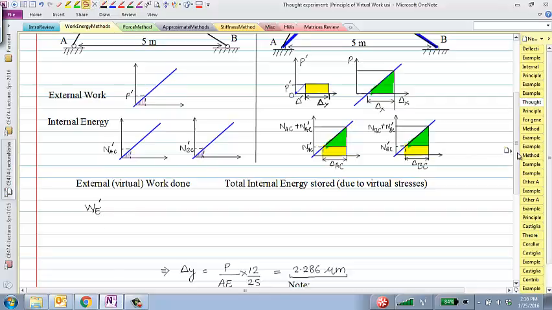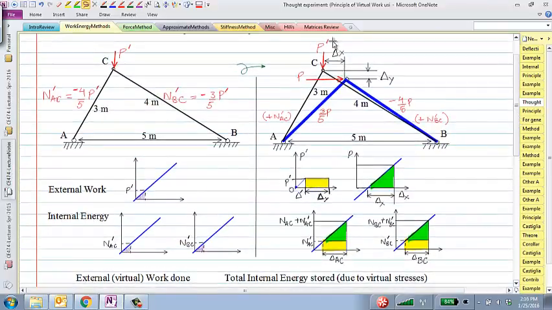So the work done by this P prime as it goes through this vertical displacement delta y is P prime times delta y, not half P prime times delta y. Why not half? I've been telling you that real work done by a force is half P times delta. But the virtual work done by a force that's already existing has already reached its full value of P prime, and then it goes through a displacement of delta. That's why the virtual work done is P prime times delta. That's the yellow rectangle.